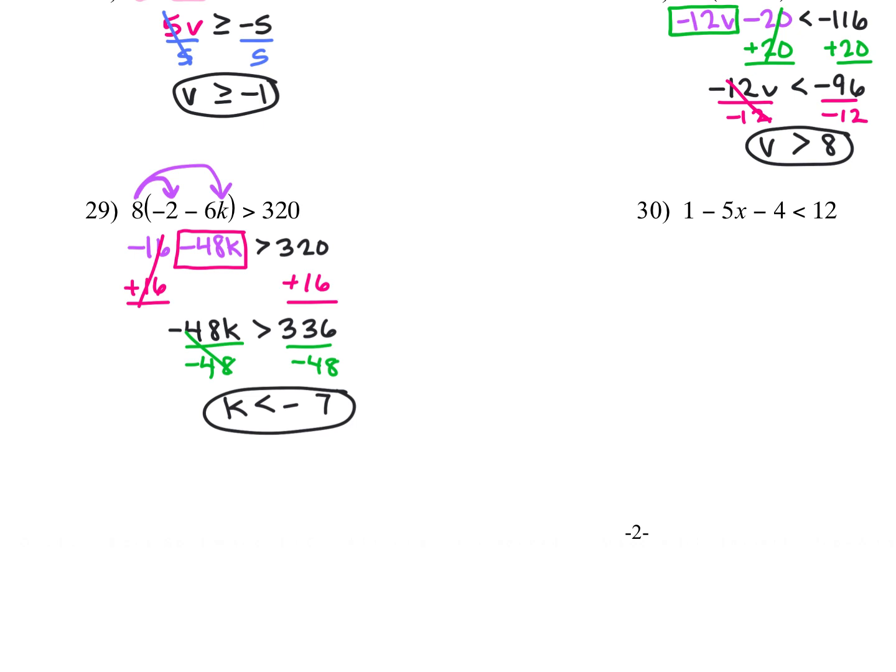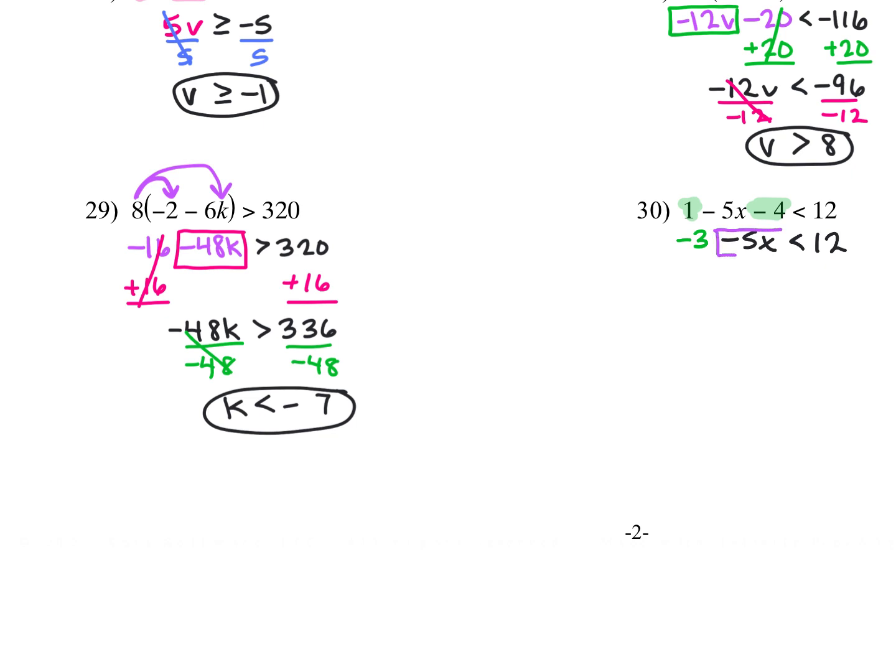Last, we have this problem 30. We do have some like terms, 1 and negative 4. They're on the same side of the inequality, and they're like terms. They're both just constants. They're numbers. So 1 minus 4 is negative 3. And then I'm just going to bring down my minus 5x is less than 12. And so we've now got a two-step inequality.